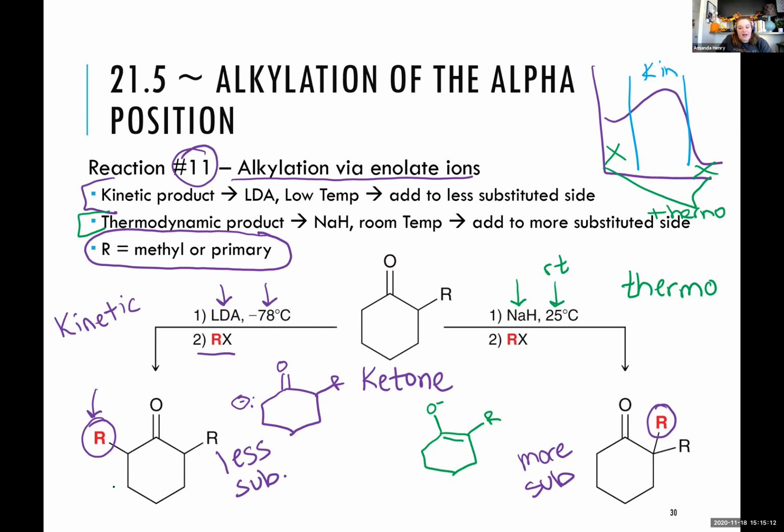We're then going to react it again with an alkyl halide. Still has to be primary or methyl because that second portion is still an SN2 mechanism. And then our R group gets added on to that more substituted side. So we can easily control which side it goes to with temperature, and then either using a smaller base or a bulkier base.